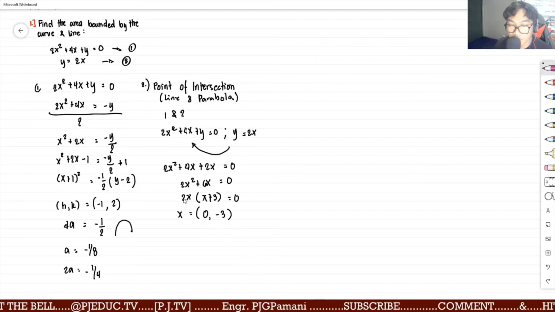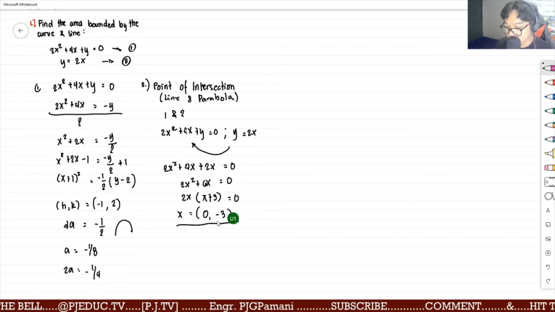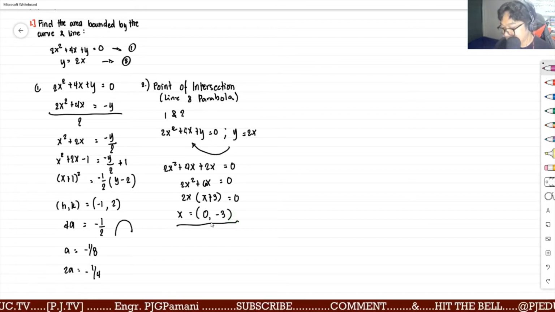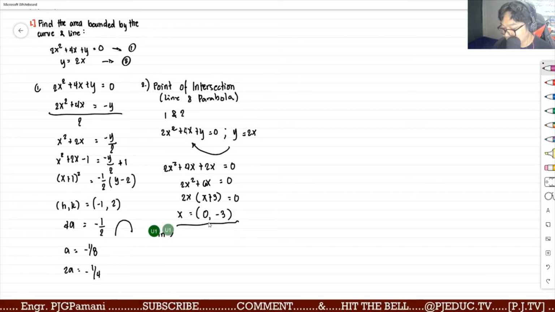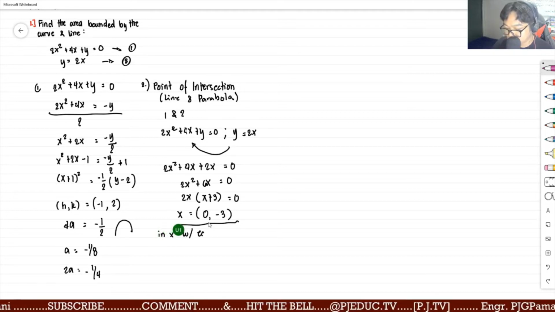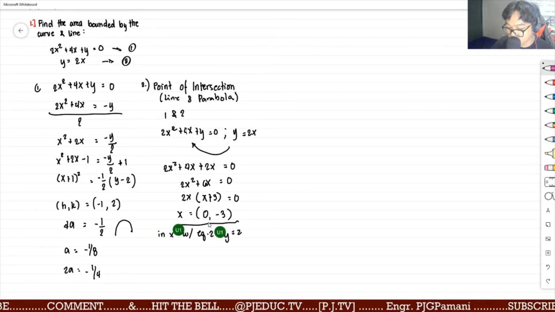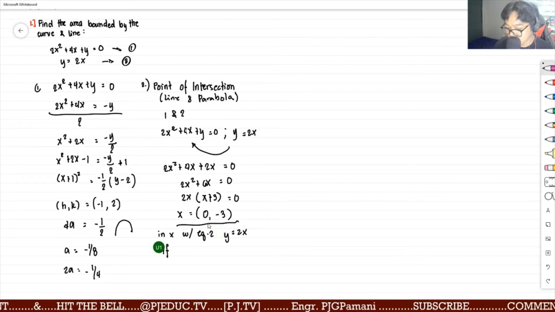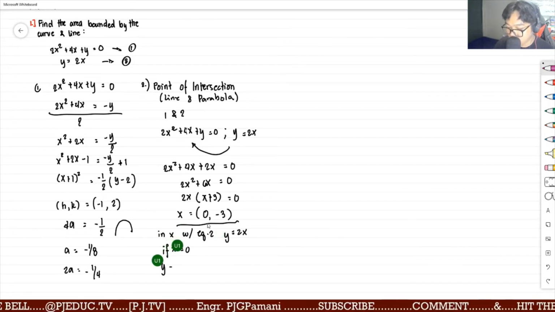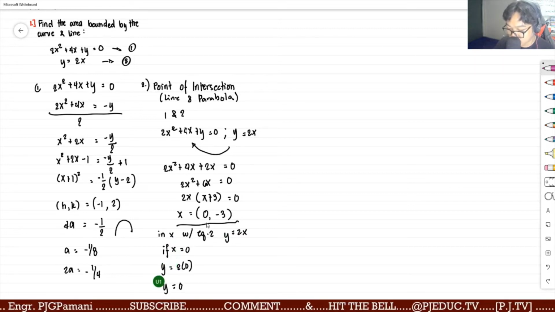Gets nyo yung 0 and negative 3? Finactor lang natin. Then substitute, 0 will be equal to 0 and negative 3 is simply equal to 0. Okay, 0, then negative 3. So that is the value of our x. So knowing the value of x, let us substitute x into equation 2, which is y equal to 2x. So if x is equal to 0, therefore y is equal to 2 times 0, or y is equal to 0.